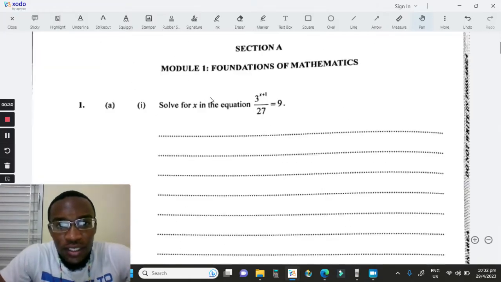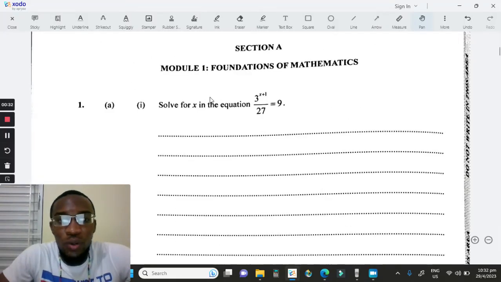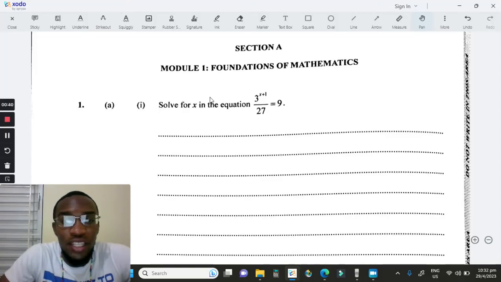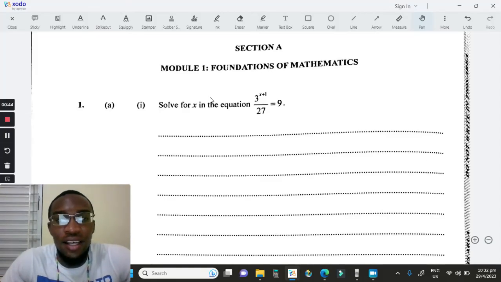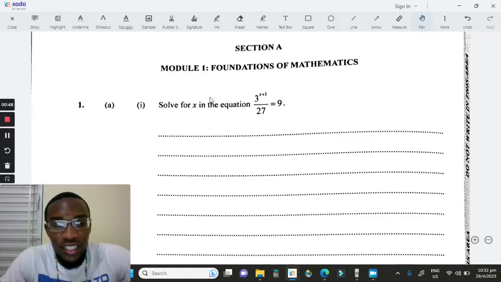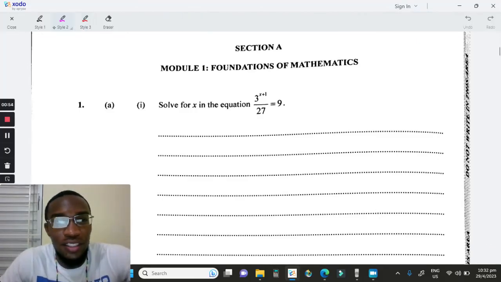So the first question. By the way, module one is from Foundations of Mathematics, so surds, logarithms, indices, factor and remainder theorem, trigonometry, matrices. Module two is statistics, and module three is calculus, so limits and continuity, differentiation, and integration. That's the structure of the paper for integrated math. So let's get into this question here.